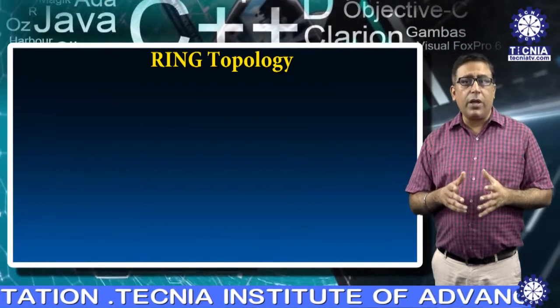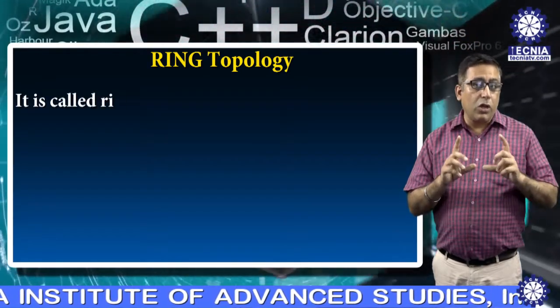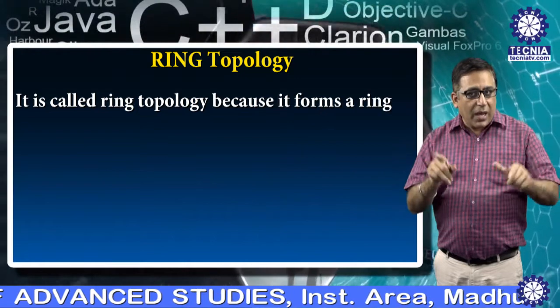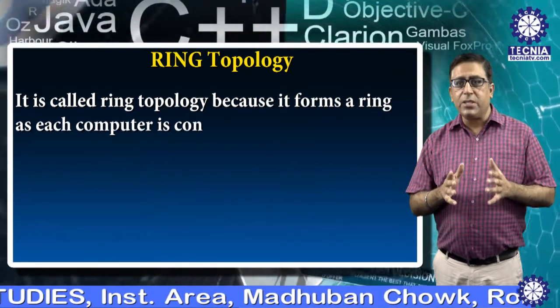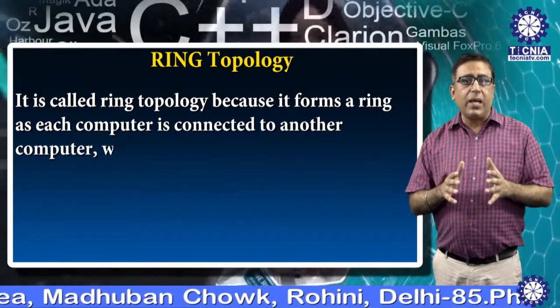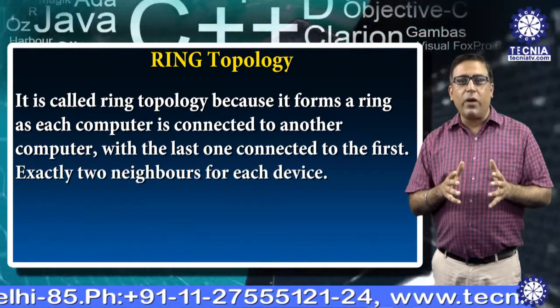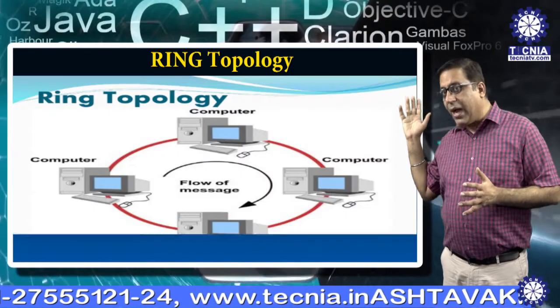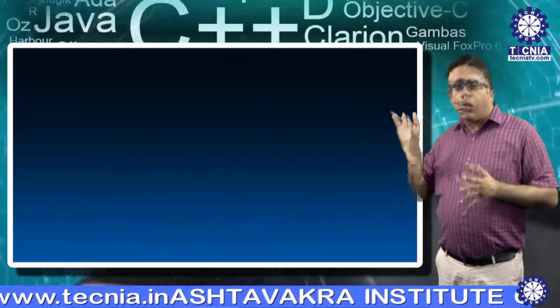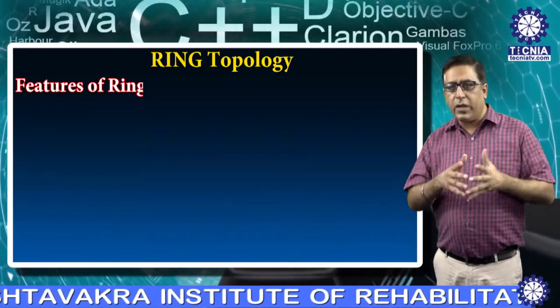Second one is ring topology. It is called ring topology because it forms a ring as each computer is connected to another computer, with the last one connected to the first. Exactly two neighbors for each device. Now you can see the diagram of ring topology. Now we are discussing the features of ring topology.